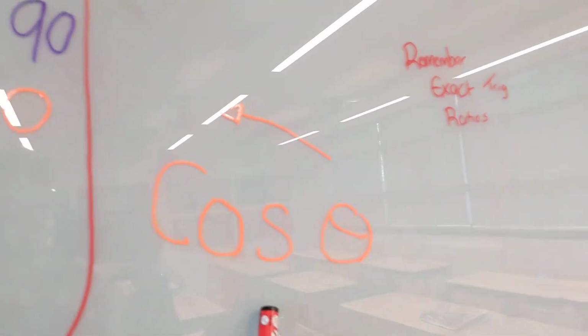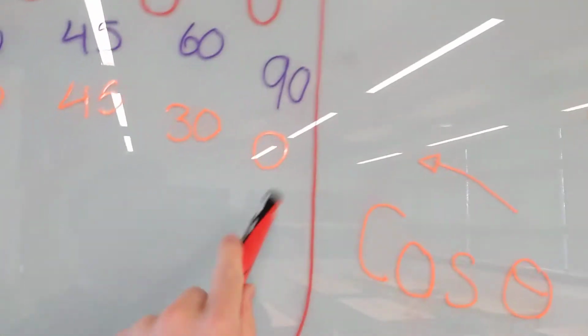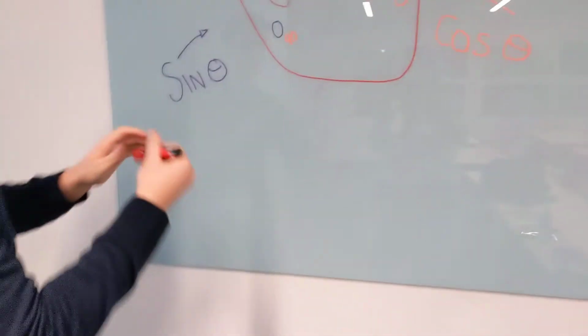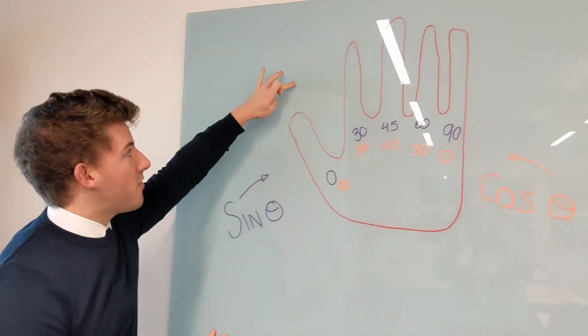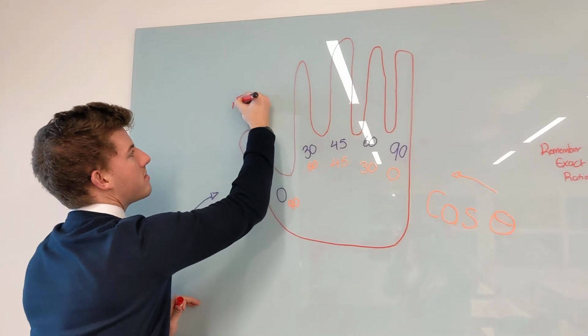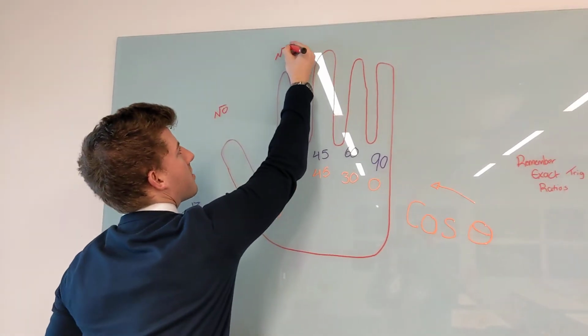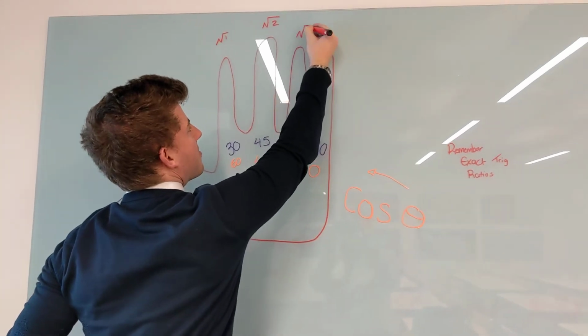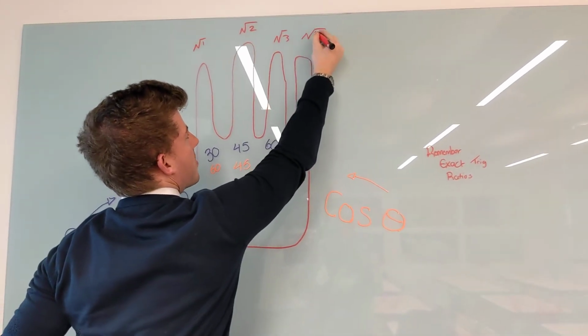And we've got cos theta here that goes the other way. 0, 30, 45, 60, 90. Now I'm going to pass this on to my friendly camera person. You have to remember on each finger a simple case of the square root of 0, square root of 1, square root of 2, square root of 3, and the square root of 4.